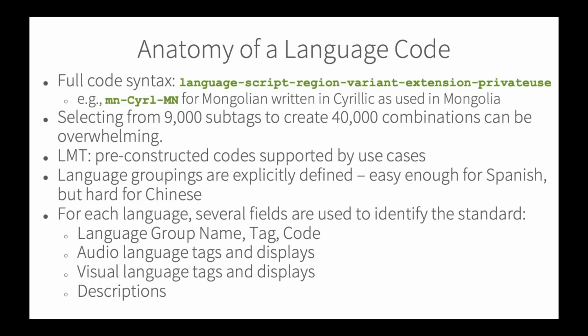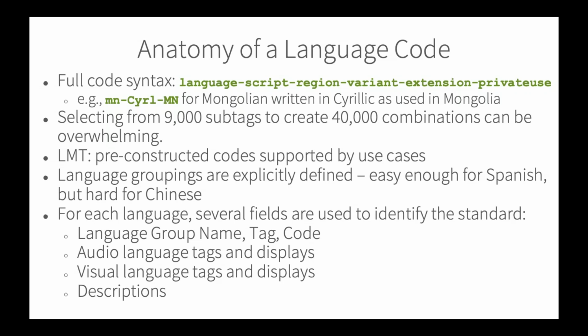So what does it look like? Here's what the syntax is. It's got the language, script, region, variant, extension, private use. So now I can have Mongolian as written in Cyrillic as used in Mongolia. And again, we have the 40,000 combinations. And here's the real charm, the third bullet: you have these pre-constructed codes supported by the use cases. So you don't have to think about it. Just say, what code do I need? Look it up, there it is.